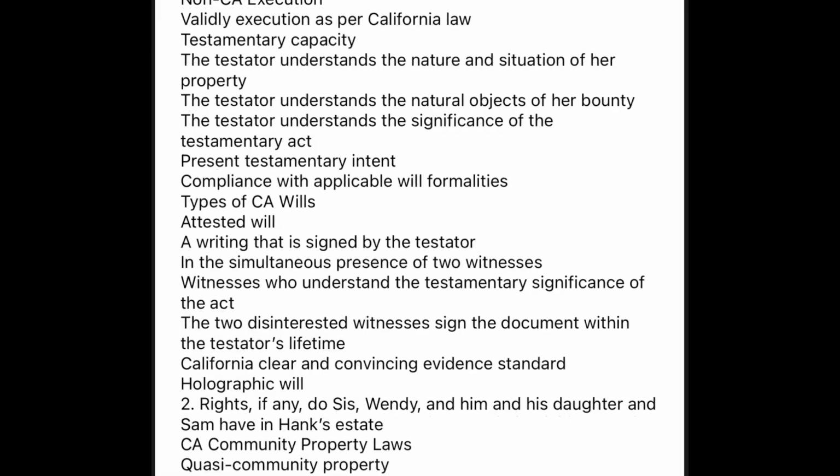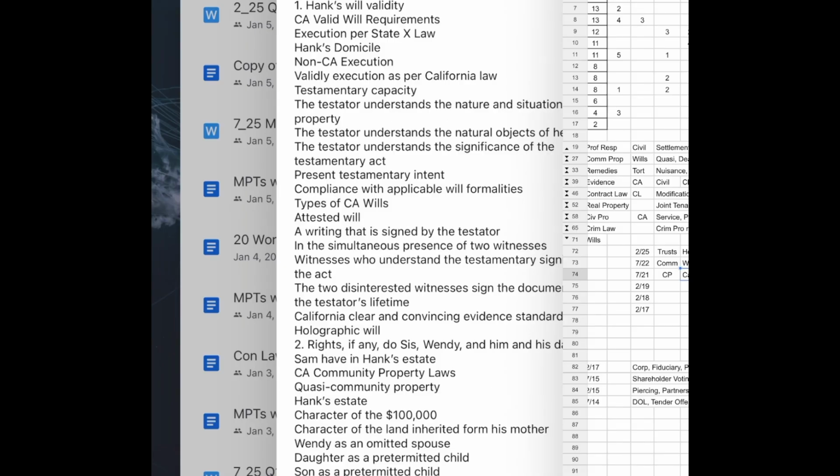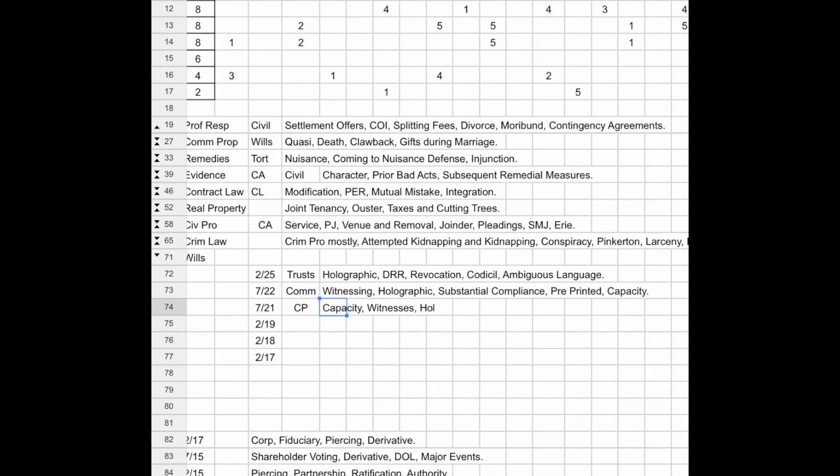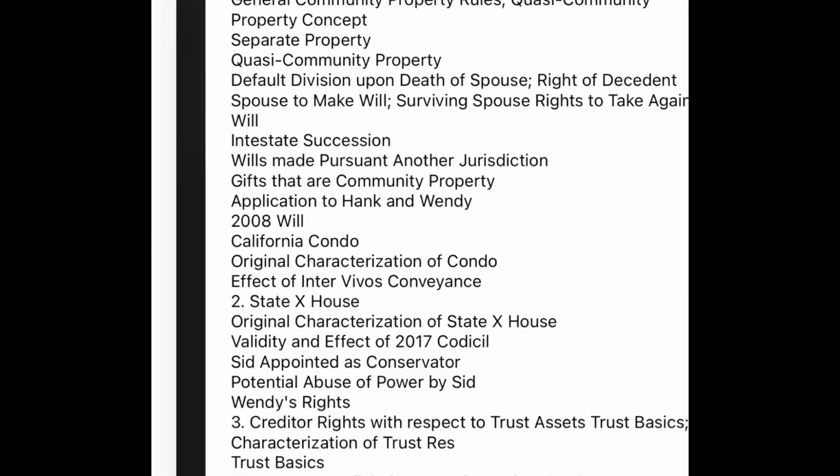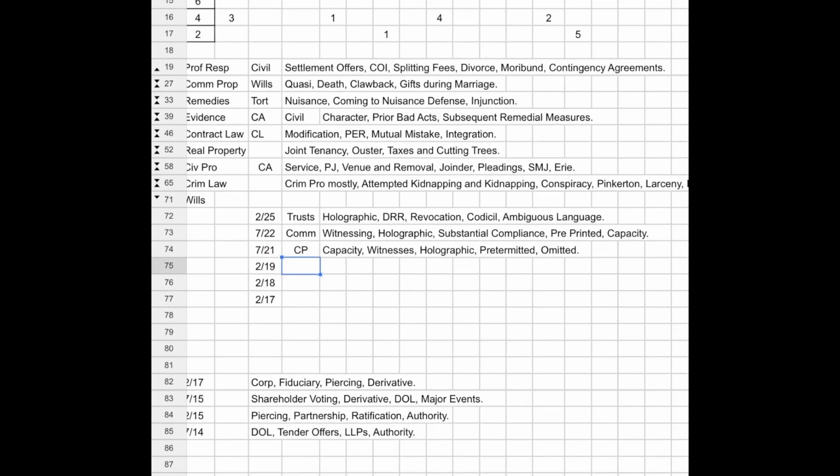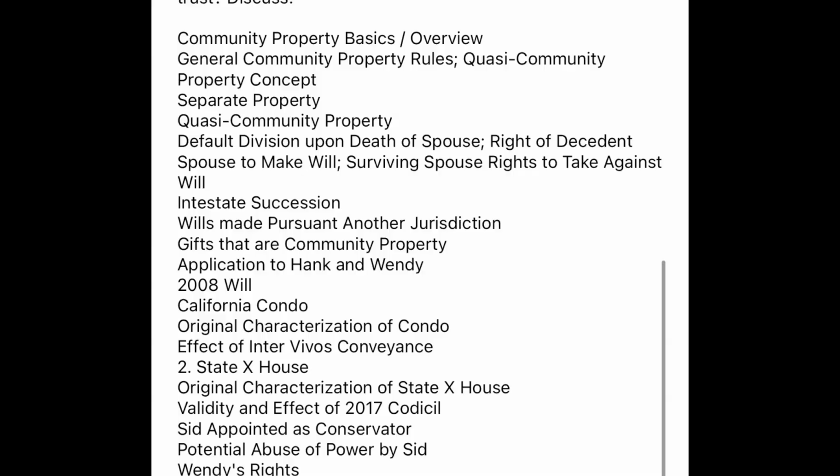Okay, so capacity again. So the whole understanding of the bounds. Witnesses, holographic, and pretermitted children. I'll just put pretermitted. Okay, 2/19. Trust and community property again. I would say mostly trust. 2/19. So conservatorship, testate, succession.